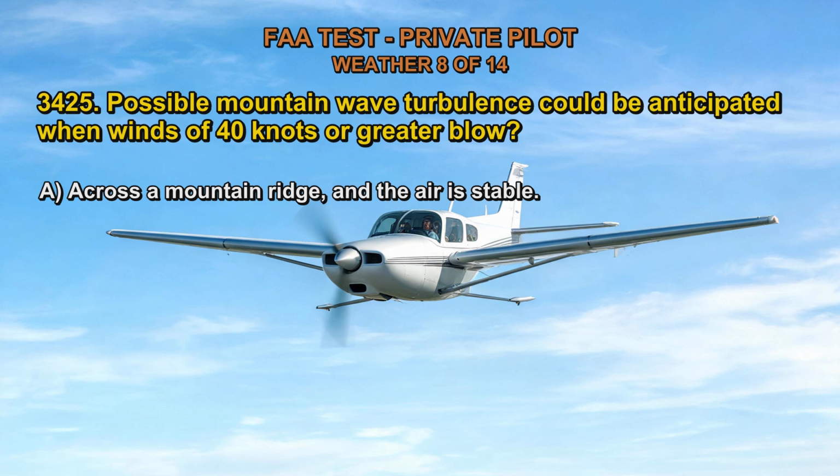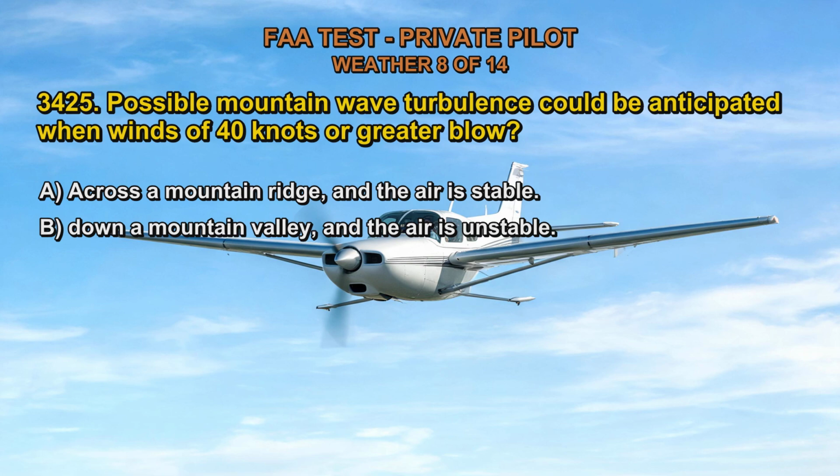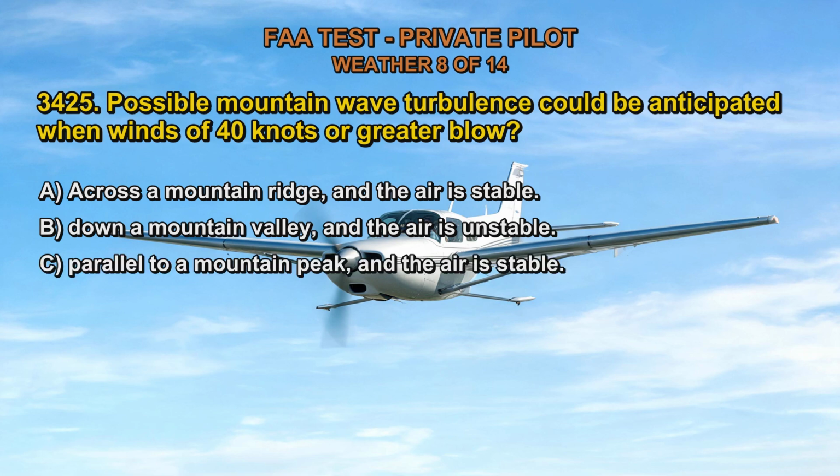3425. Possible mountain wave turbulence could be anticipated when winds of 40 knots or greater blow. A. Across a mountain ridge, and the air is stable. B. Down a mountain valley, and the air is unstable. C. Parallel to a mountain peak, and the air is stable. The correct answer is A.